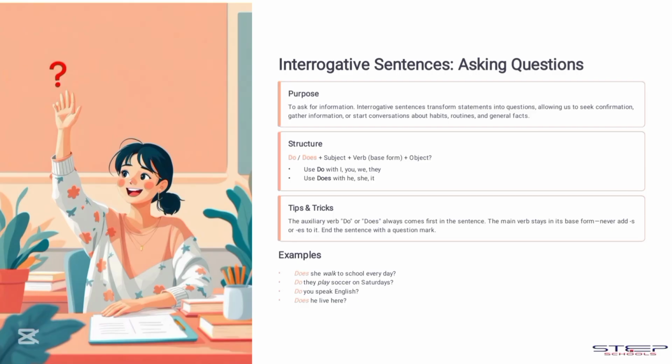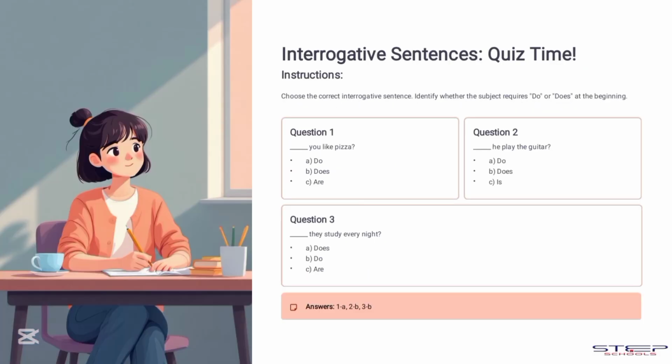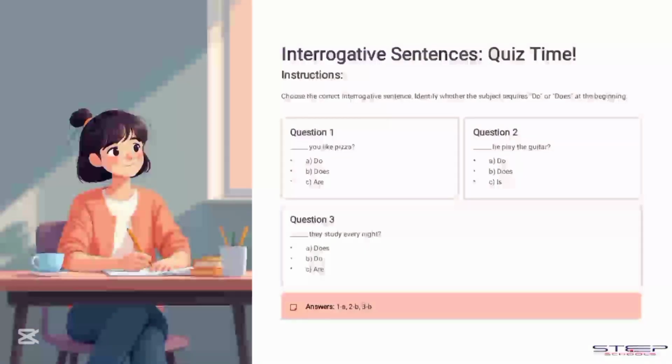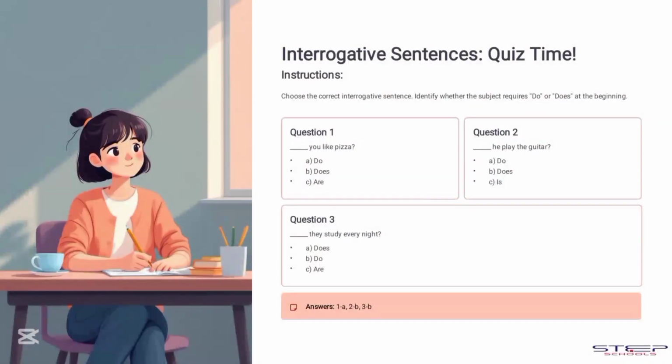Now it's time to hit the quiz. Choose the correct interrogative sentence. Identify whether the subject requires do or does at the beginning. Students, you have 4 seconds to answer each question. Firstly, we will move toward question number 1. Dash, you like pizza?